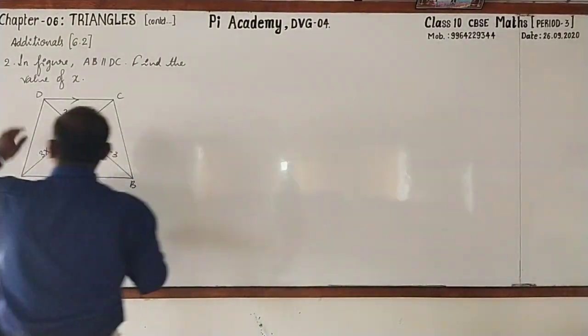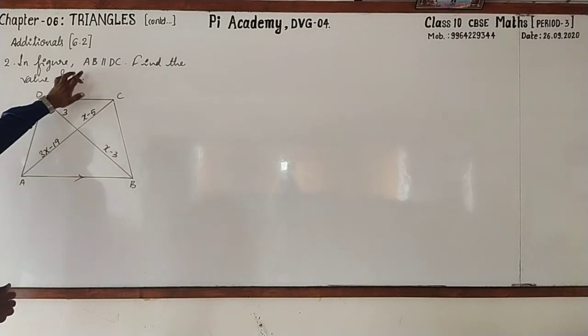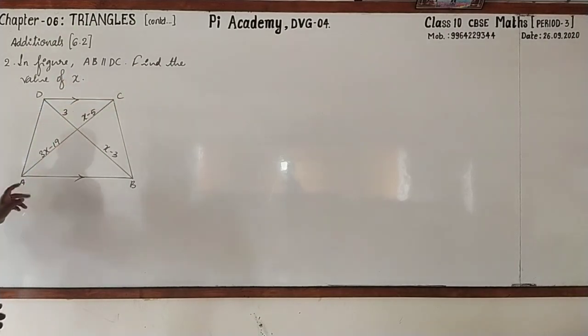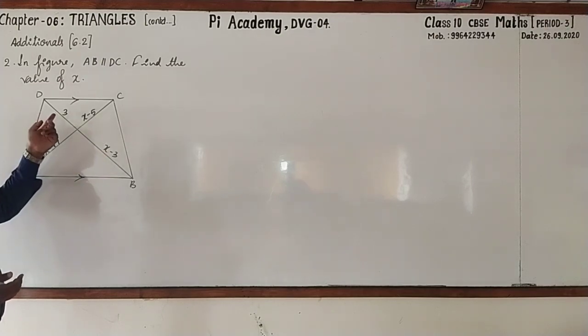Dear students, go through the second one. It is given like this. In this figure, that is ABCD, AB parallel to DC. Then could you tell what do you call a quadrilateral in which one pair of opposite sides are parallel? Then it is a trapezium. So ABCD is a trapezium. Then we have to find out the value of x.